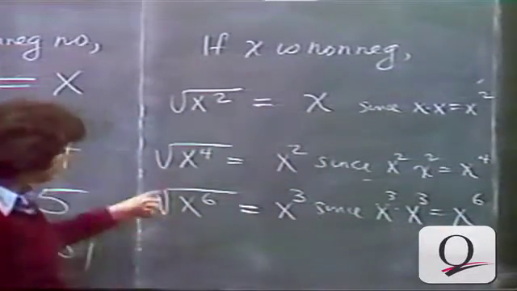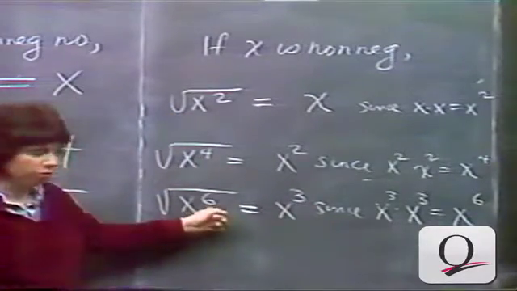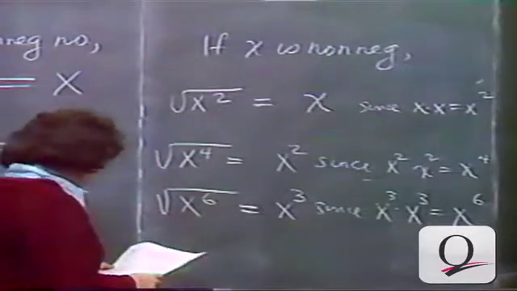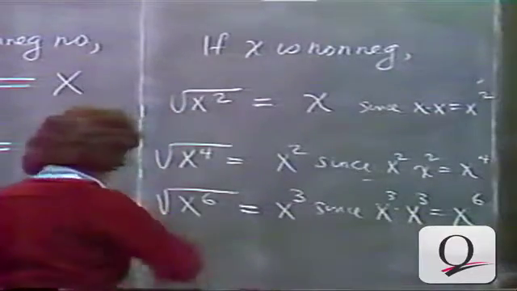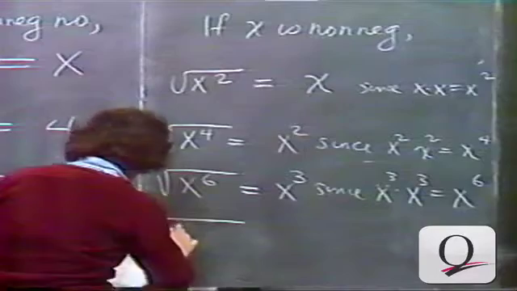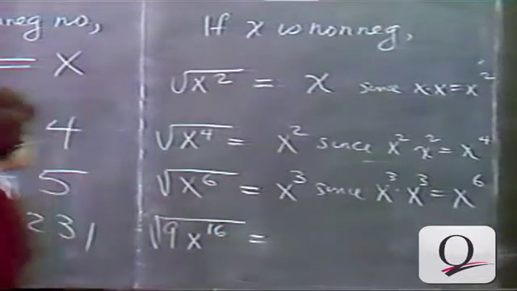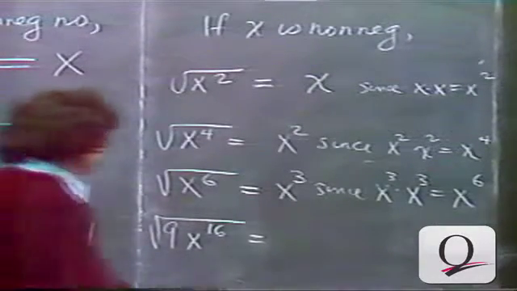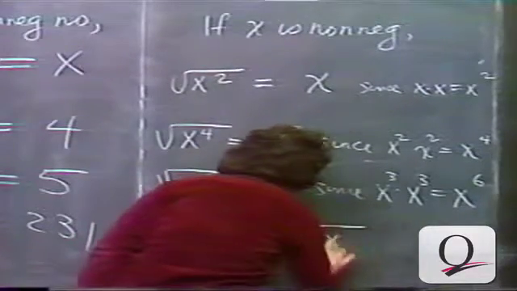Okay, so in general, the square root of x to an even power will be x to 1/2 of the power that it was originally. You'll have the power. Now this is not to be confused with what you already know to be true of taking square roots of regular numbers. For example, if you have the square root of 9x to the 16th, you can break this up using the fact that the square root of ab is the square root of a times the square root of b. So this is the square root of 9 times the square root of x to the 16th.